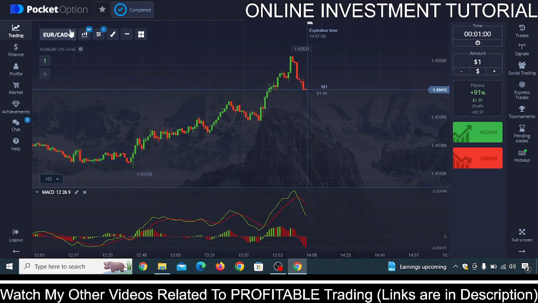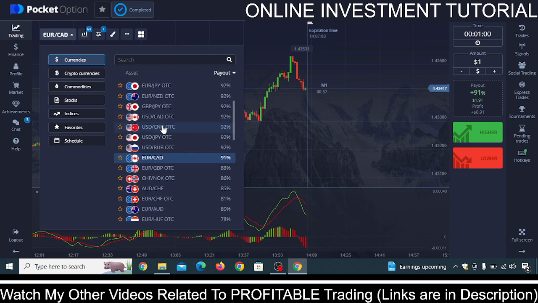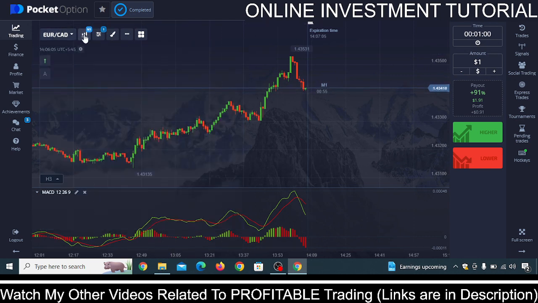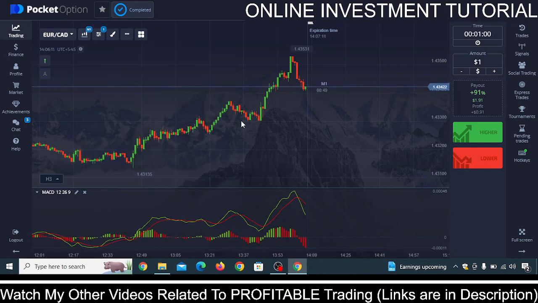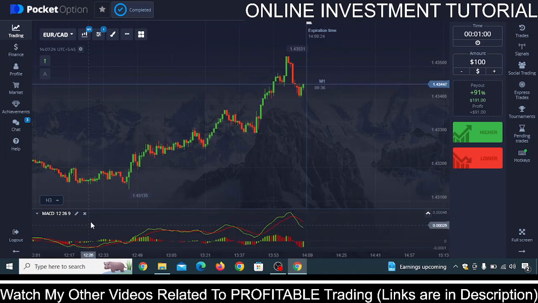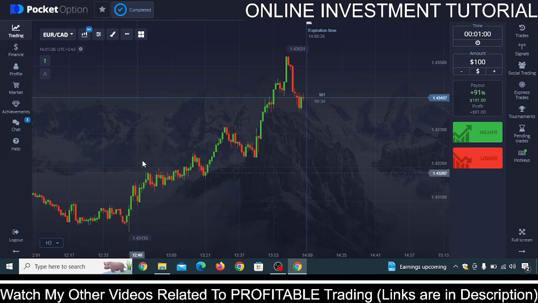Firstly, select the currency pair that you want to trade on, and then select the Japanese candlestick and then the 1 minute time frame. So it means all of these candles are forming in 1 minute. Now select the duration of the trade. I would suggest you go with 1 minute, M1, and then decide the amount that you want to invest here. Now let me show you by putting this MACD indicator here.